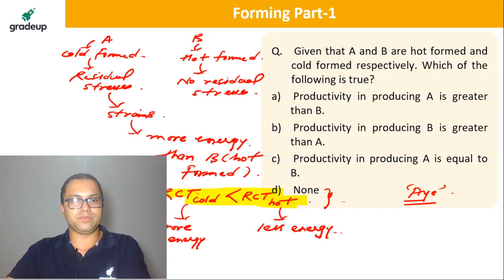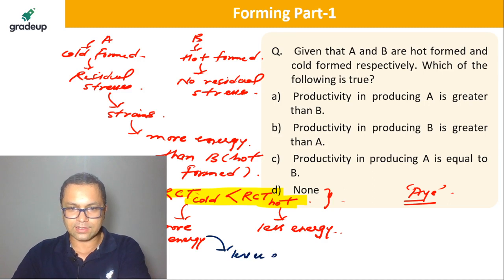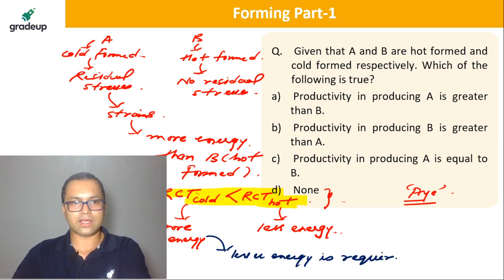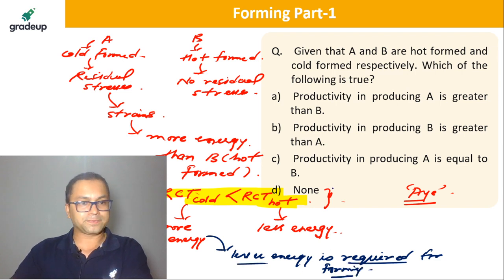More energy than B. Okay, if it has more energy, then what? Then lesser energy is required. Lesser energy is required for forming, right? So that's what we talked about. Lesser energy is required for forming. Yes, area is maximum, Sanjeev, you're right. Okay. Anirudh, am I clear? Okay.